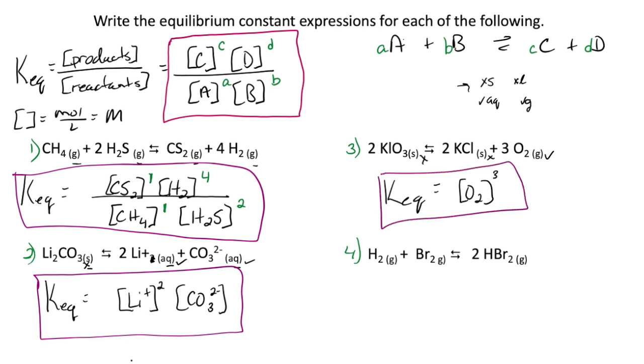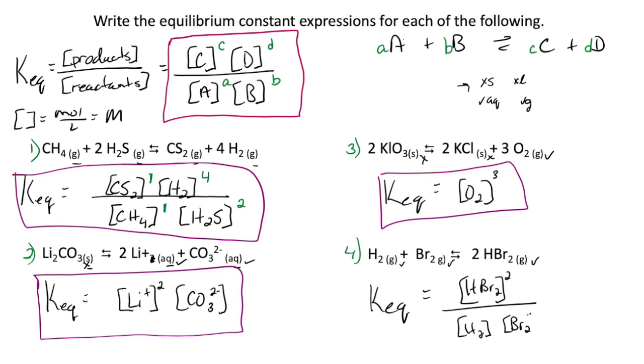Pause the video and write the equilibrium constant expression for number 4. Number 4, we have H2, which is a gas, and Br2, which is a gas, combining to form HBr, which is a gas. So all of these will be included in our equilibrium constant, writing our products at the top, and it's going to be raised to the second power, and then our reactants at the bottom.